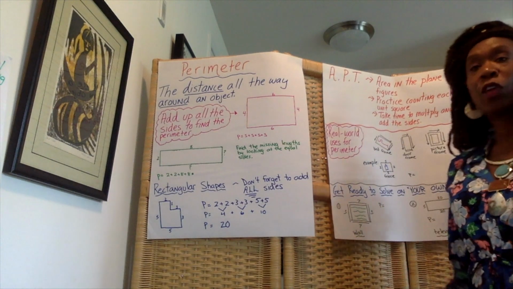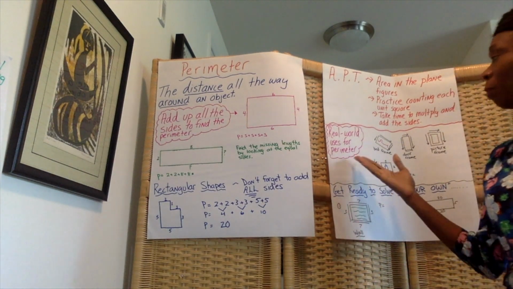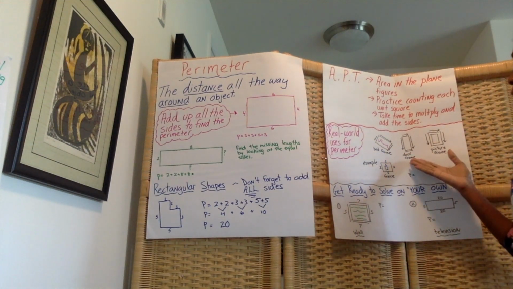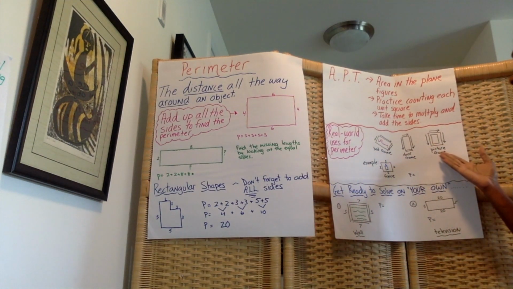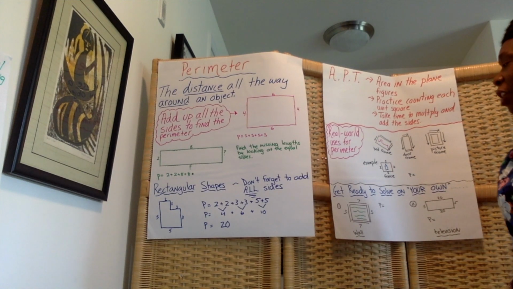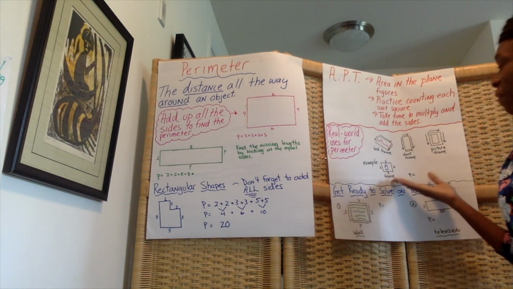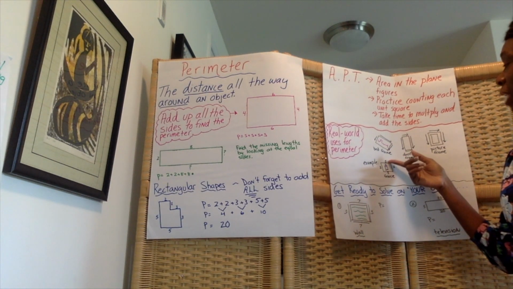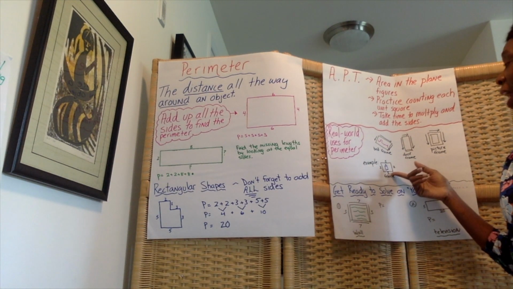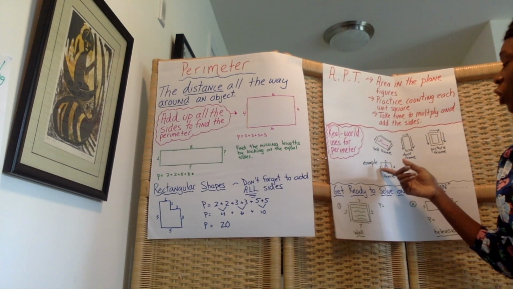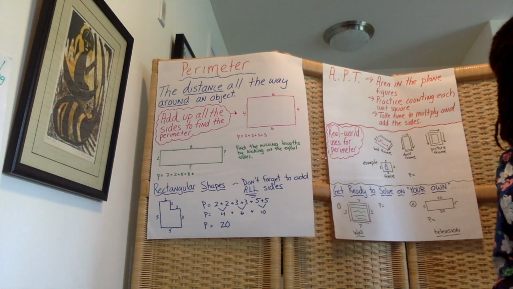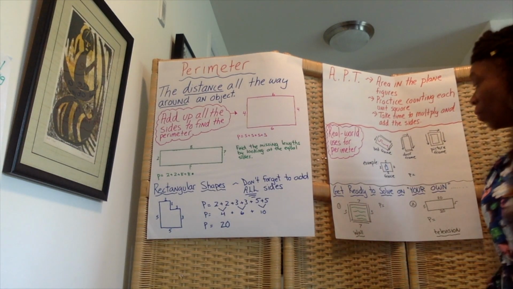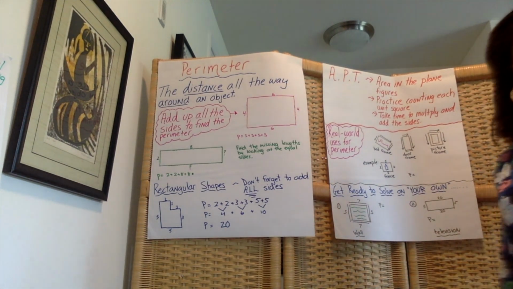So I have some real world examples for perimeter right here. A bed frame, a door frame, and a picture frame. So for example, I have a fence right here. My fence going up in measurement is a 5. At the bottom it would be a 5. And across is a 2. And across on the other side would be a 2. So now what I want to do is add all these numbers to find my perimeter.